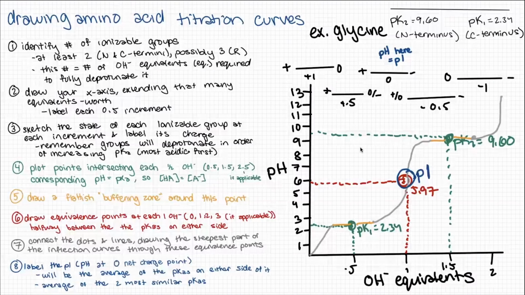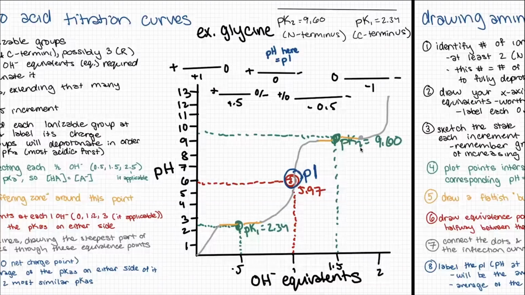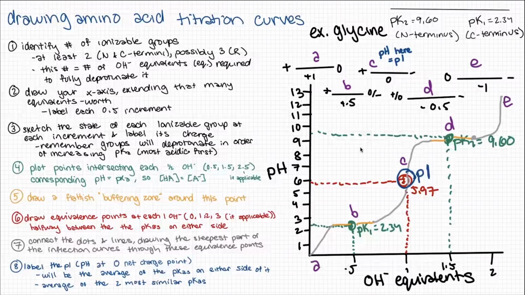We also need to label our pI. This is our isoelectric point, the pH at which we're electrically neutral. So remember that for glycine, this is going to correspond to the N-terminus being protonated and the C-terminus being deprotonated. And in this case, it's going to correspond to one OH minus equivalent. It's going to be the average of the pKa's on either side of it. Then we can just label each of these points, A, B, C, D, E, corresponding to their little sketched version above.